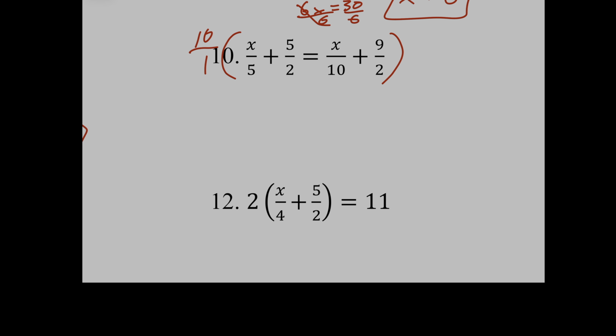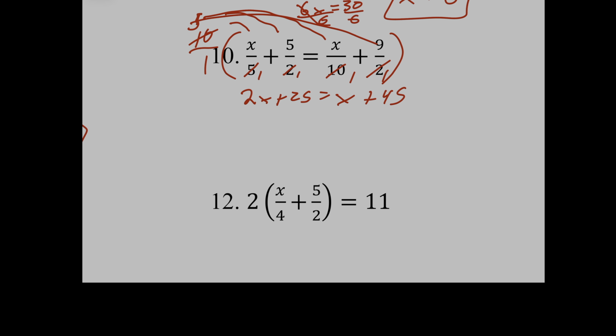5 goes into 5 once, 5 goes into 10 twice. 2x. 2 goes into 2 once, 2 goes into 10 5 times. So that's going to become a 25. 10 goes into 10 once, 10 goes into 10 once. 1 times x is x. And 2 goes into 2 once, 2 goes into 10 5 times. 5 times 9 is 45. Go back and do that a little slower, and I think you'll understand what that is.